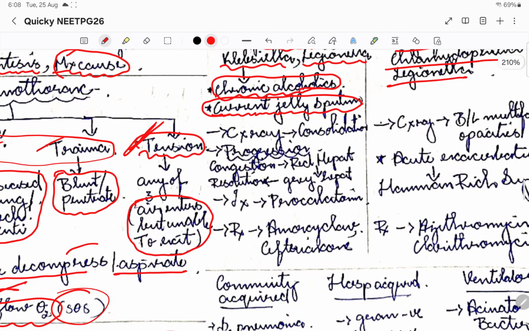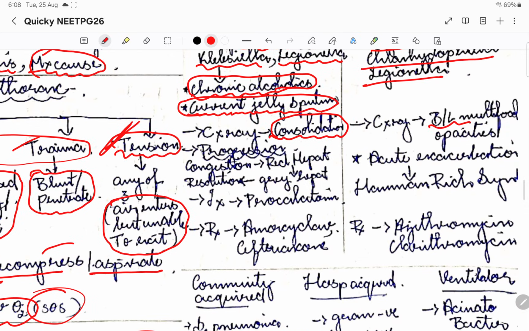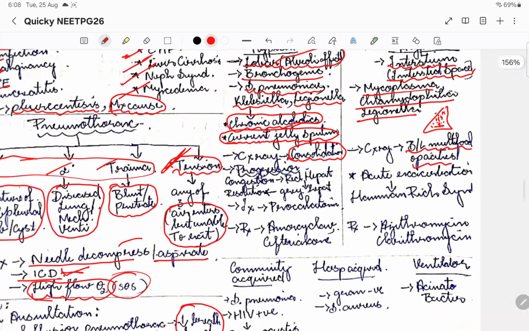So now coming to the chest X-rays, there will be consolidations with respect to typical pneumonia, whereas there will be bilateral multifocal opacities in atypical pneumonia. So when we see a chest X-ray, if there is a consolidation, it is going to be typical pneumonia, whereas in atypical pneumonia there will be multiple opacities. This is how we can diagnose. Just by seeing the X-ray, it is easier for you to recognize it.